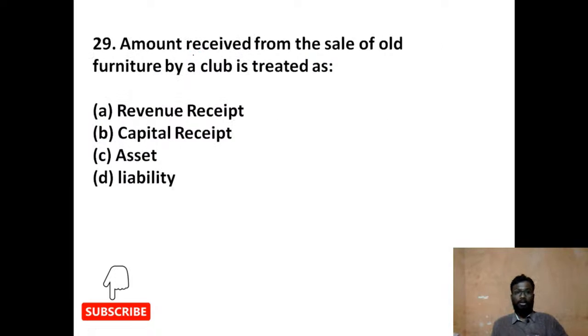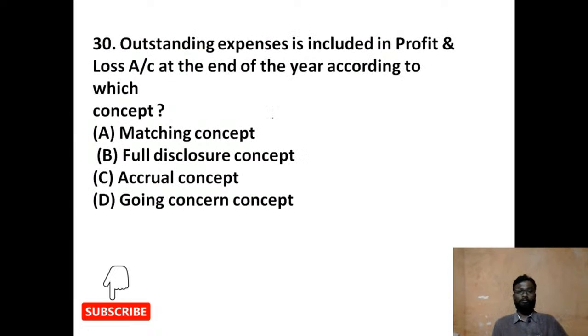Yes. So amount received from the sale of old furniture by a club is treated as what? Old furniture. Furniture is a capital asset. Since we have received the amount, that is a capital receipt. So option B is the right answer. Yes guys.